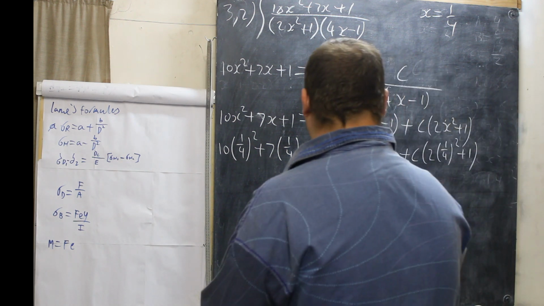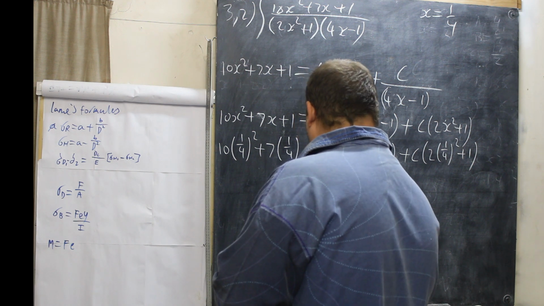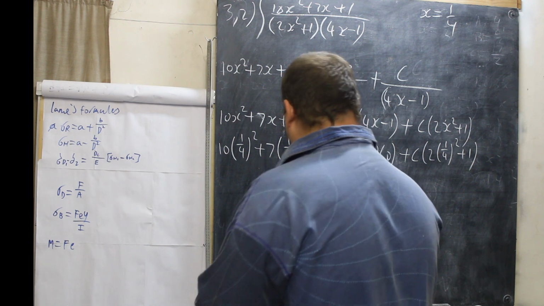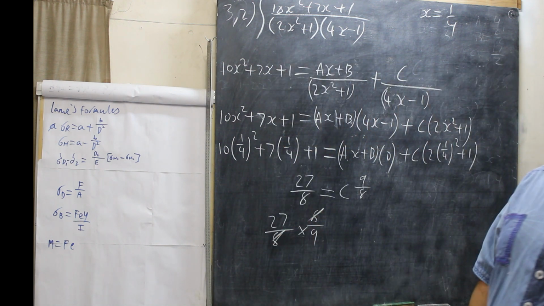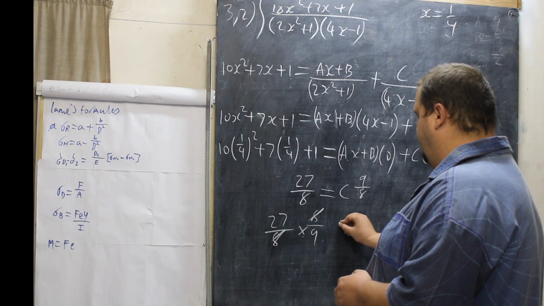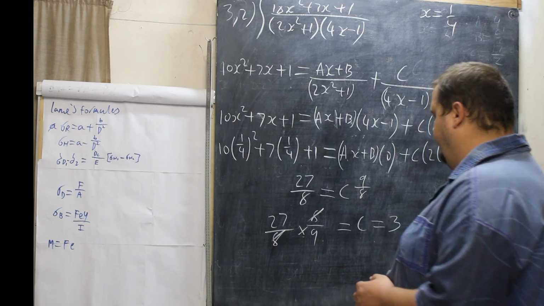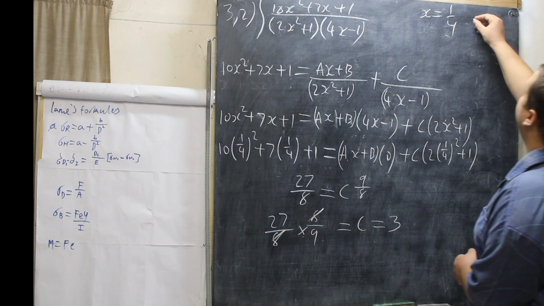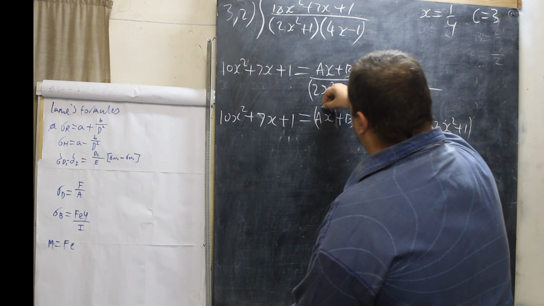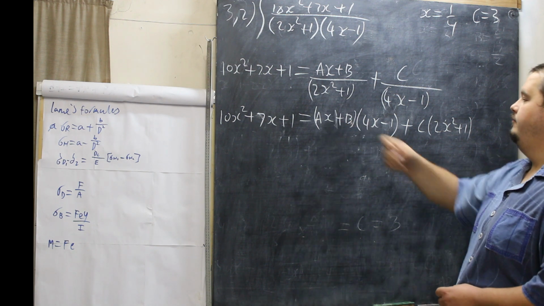Now what we do is we multiply by the inverse. 27/8 times 8/9. 8 and 8 cancel, and you're left with 27/9. 27 divided by 9 is 3. So C equals 3. C equals 3. Okay. Now let's FOIL each of these now to find A and B.